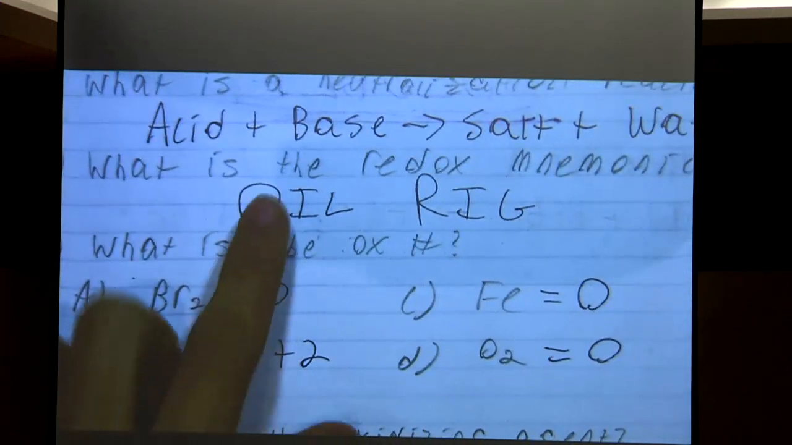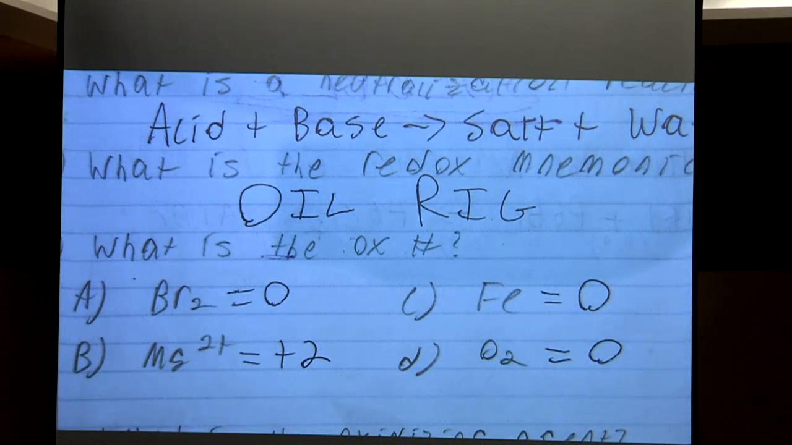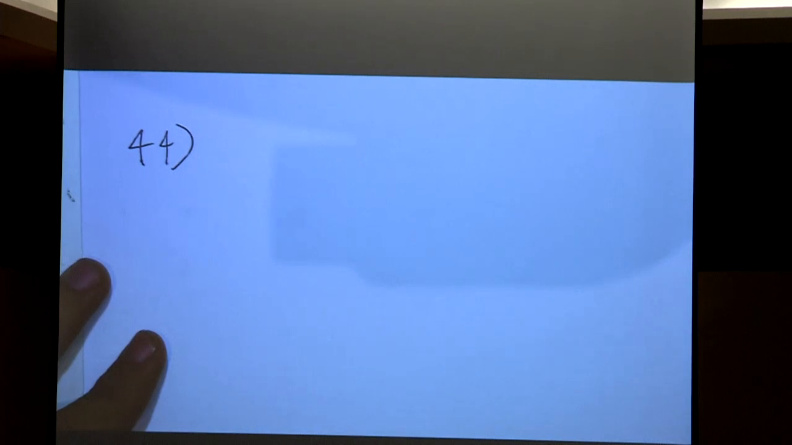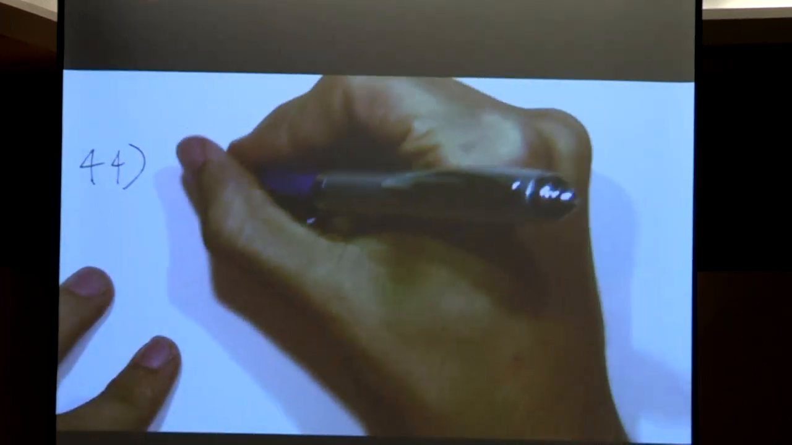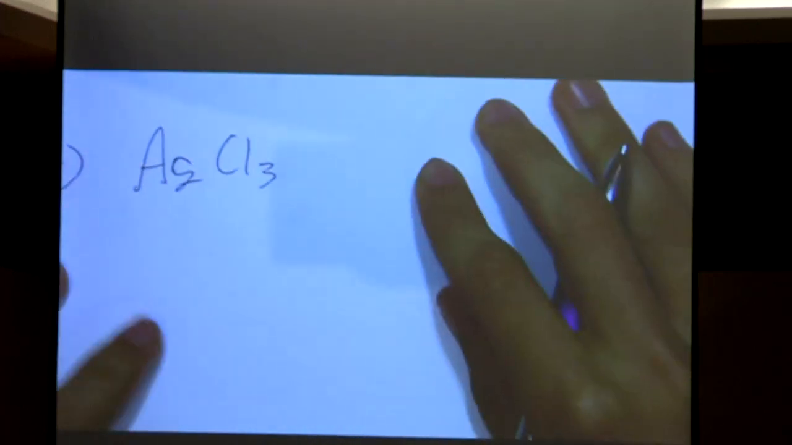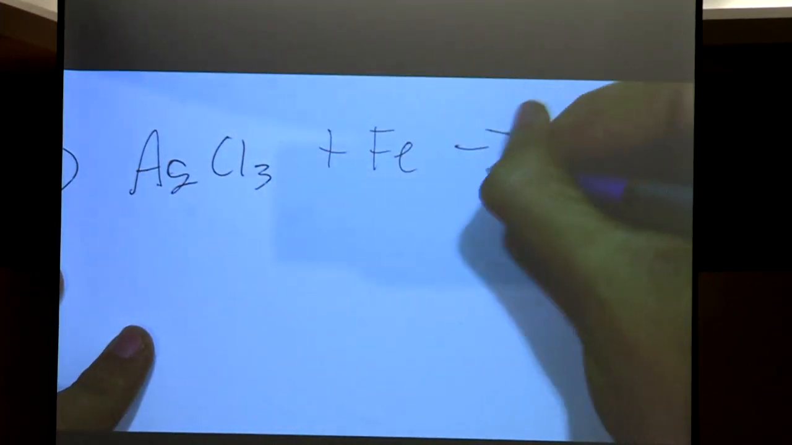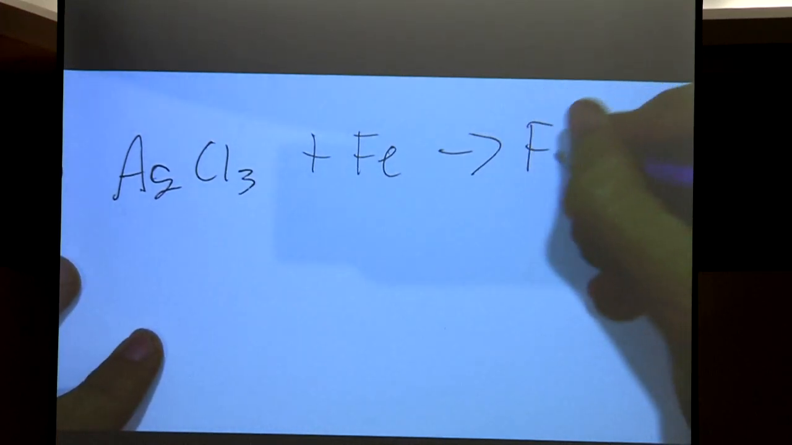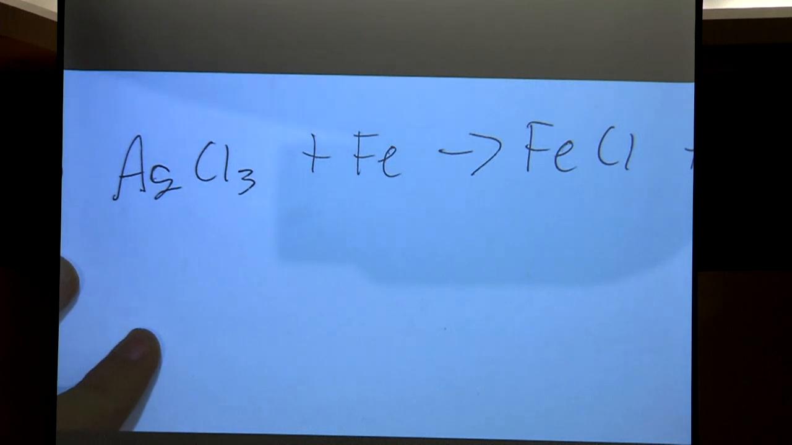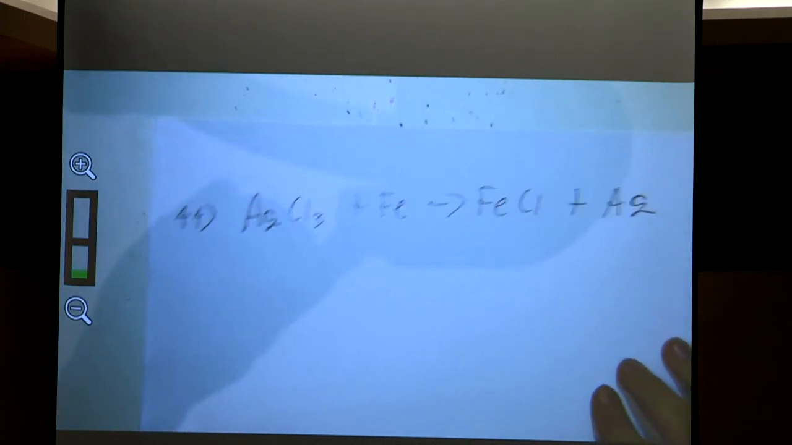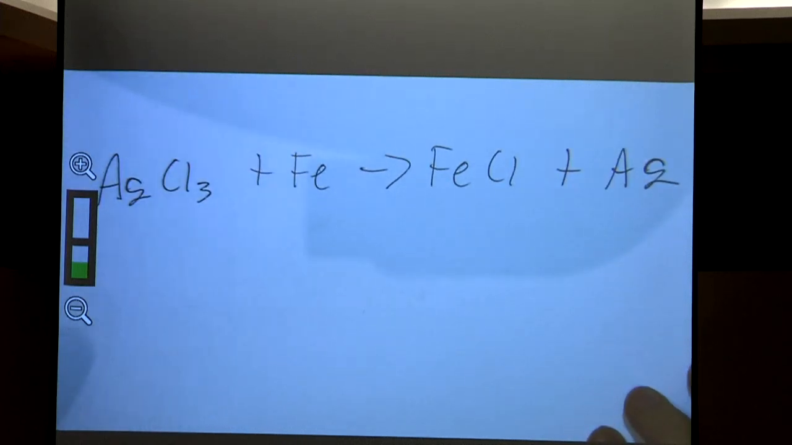So oxidation is loss of electrons. So if something gets oxidized, its oxidation number is actually going to go up. Good question. All right, so now let's figure out the oxidizing agent for this problem. So this is question 44. All right, we have AgCl3 plus Fe yields FeCl plus Ag.